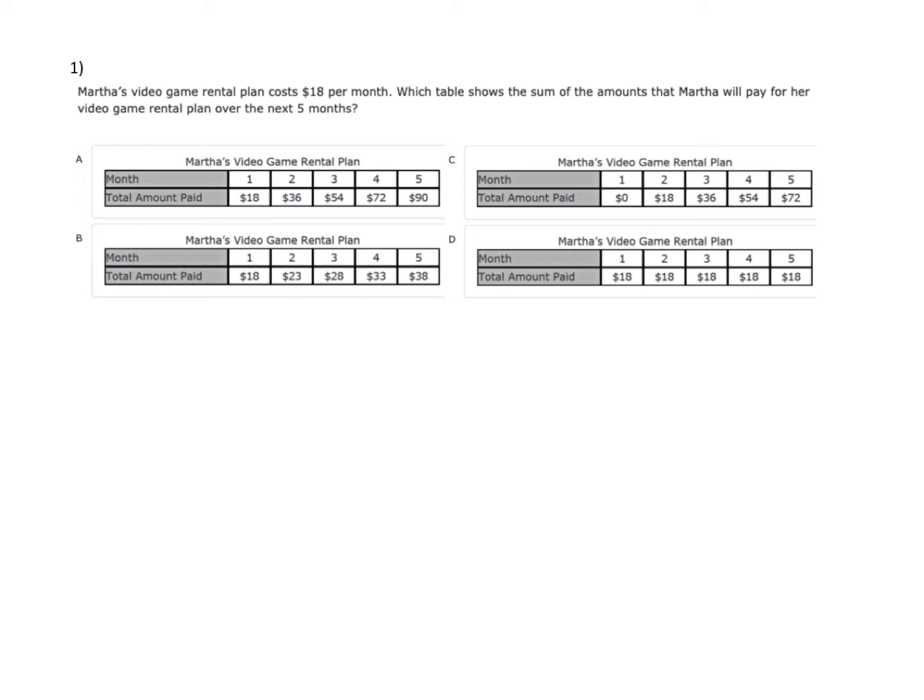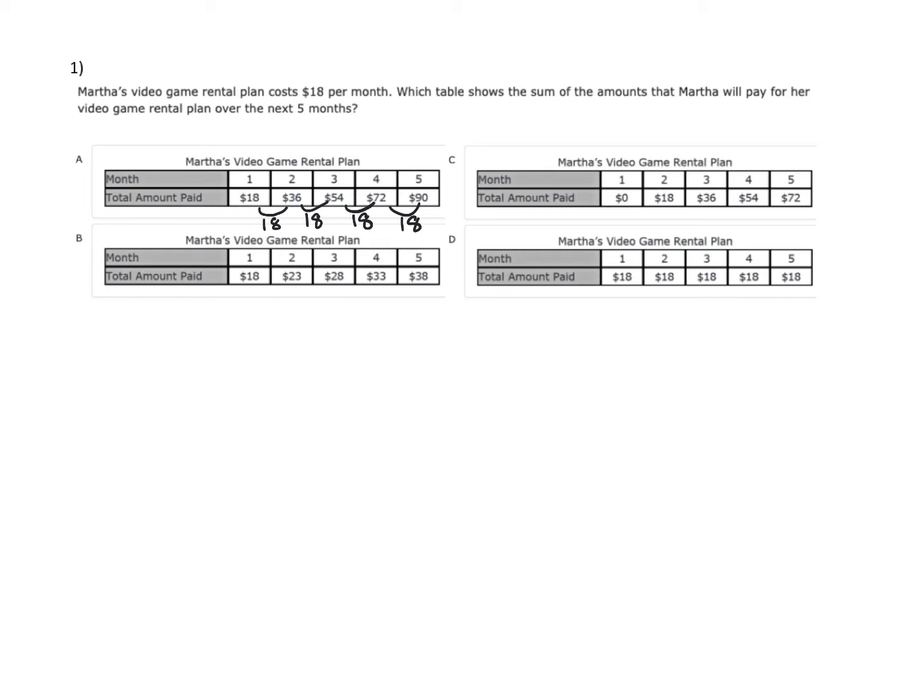All it's asking is that we increase the cost each month by $18. Now it does want the sum, so we would continue adding 18 every time. So let's look at A. A goes from 18 to 36. That has an increase of 18. 36 to 54, which is an increase of 18. 54 to 72, which is 18. 72 to 90, which is 18. So far, A would be our answer. But let's double check the rest to see.